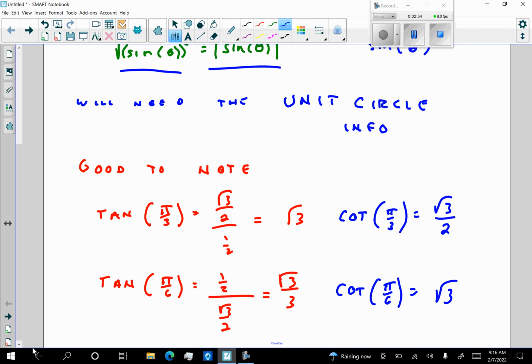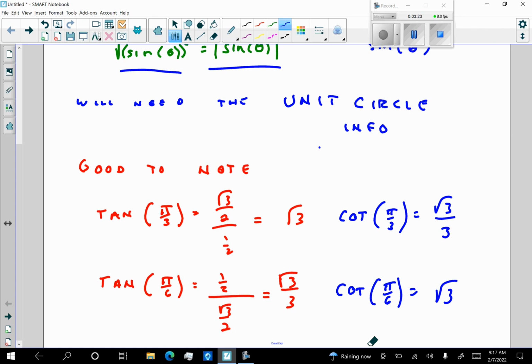The other thing that's important to note is that the tangent of pi over 6 is 1/2 divided by square root of 3 over 2, again the y over the x, which simplifies to square root of 3 over 3. In like manner, the cotangent of pi over 3 is square root of 3 over 3, and the cotangent of pi over 6 is square root of 3.